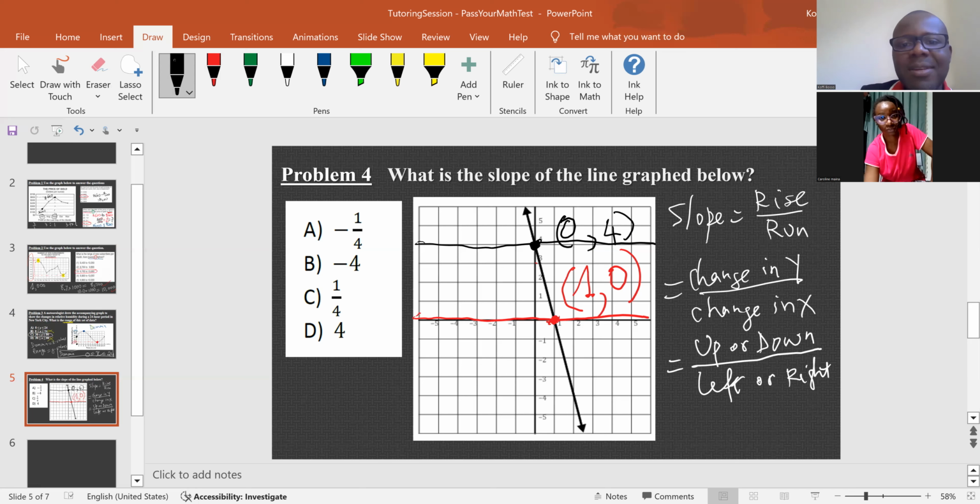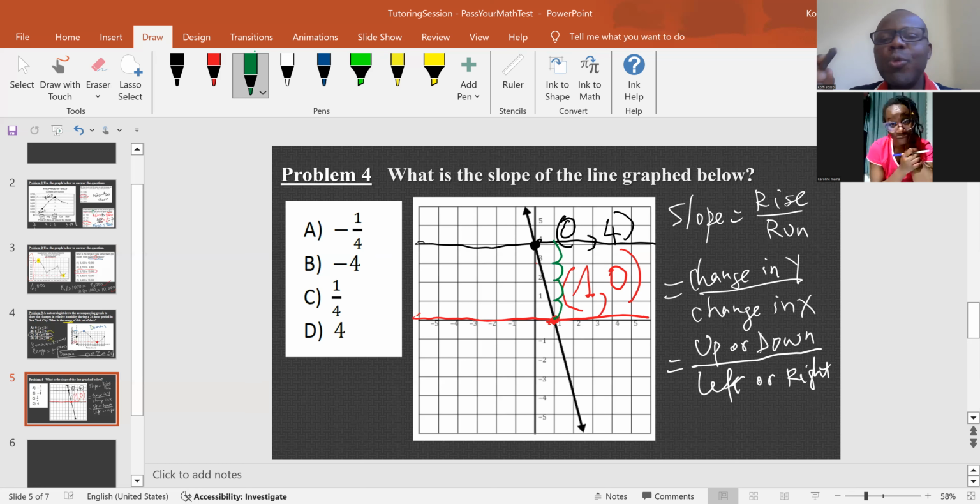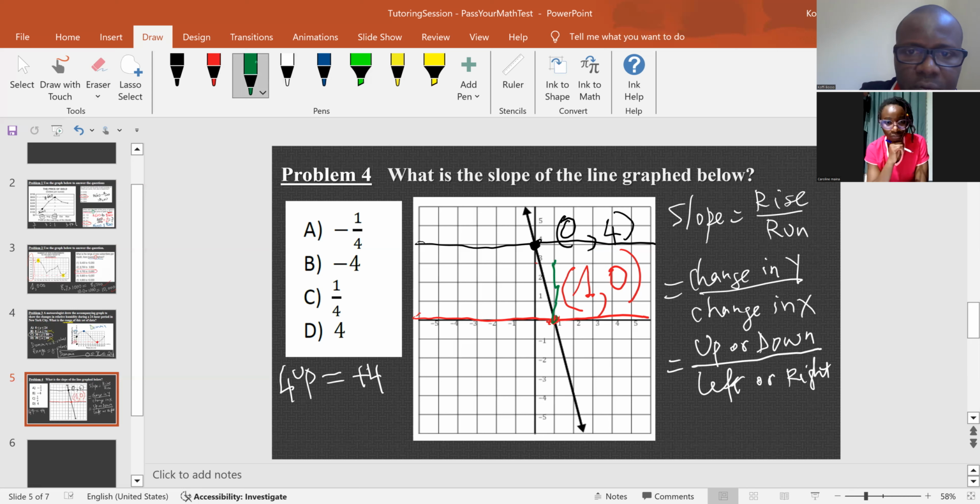So I want to move from red to black. How many units do you think I could move from red to black? How many units? 1, 2, 3, 4. So you move 1, 2, 3, 4, and I reach the black line. Now I'm going to move to the left to reach the black point. How many units am I going to move to the left to reach the black point? It will be only 1 unit.